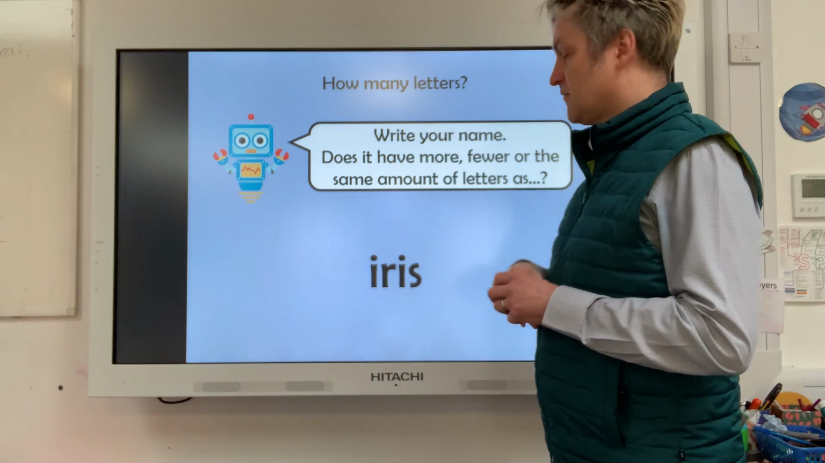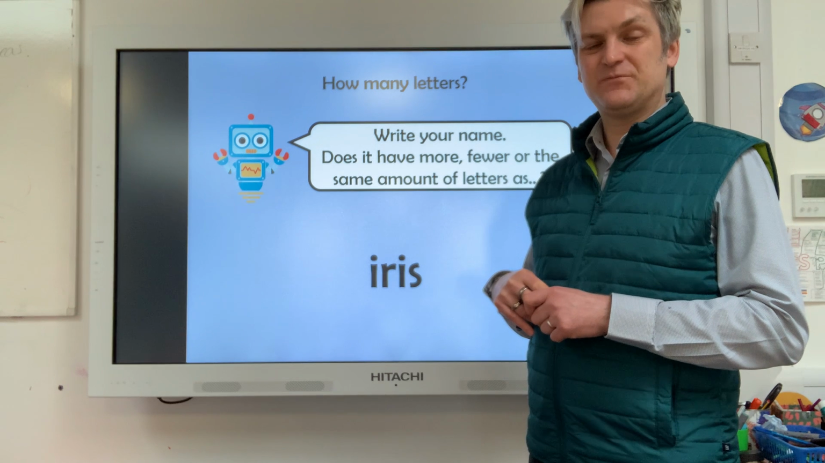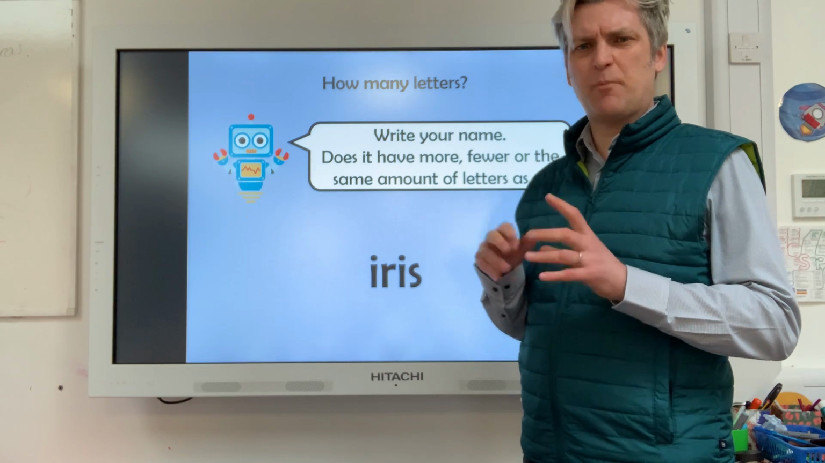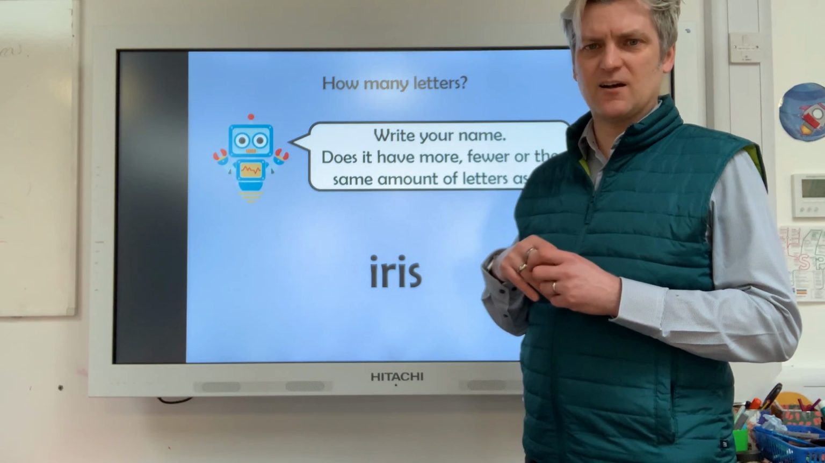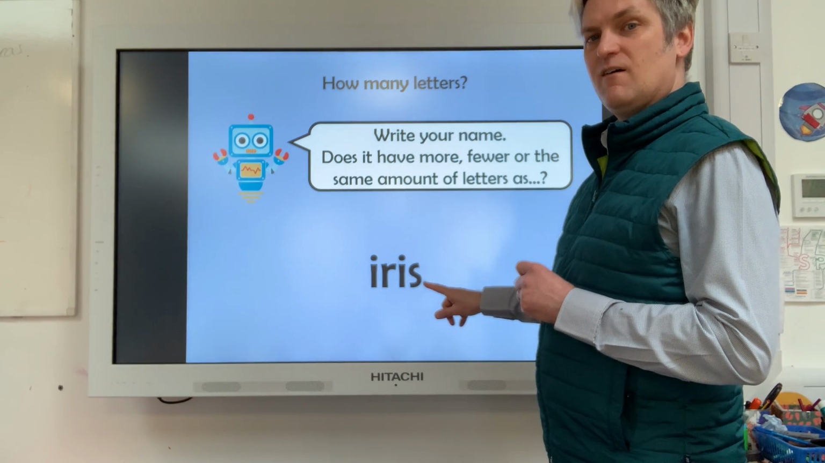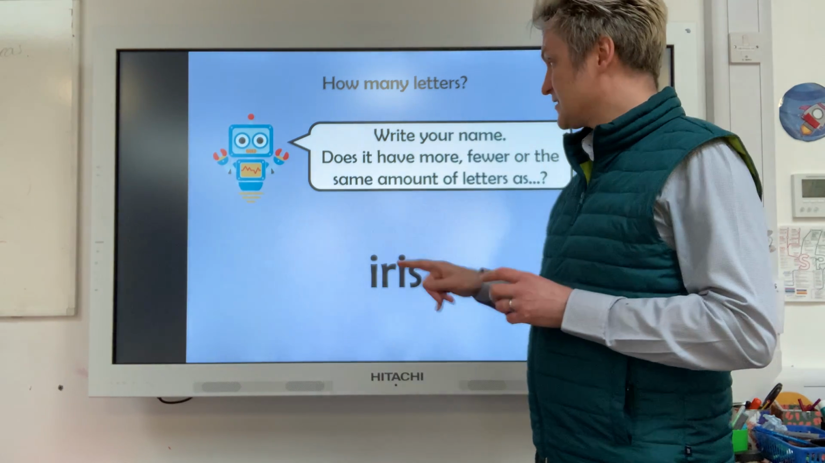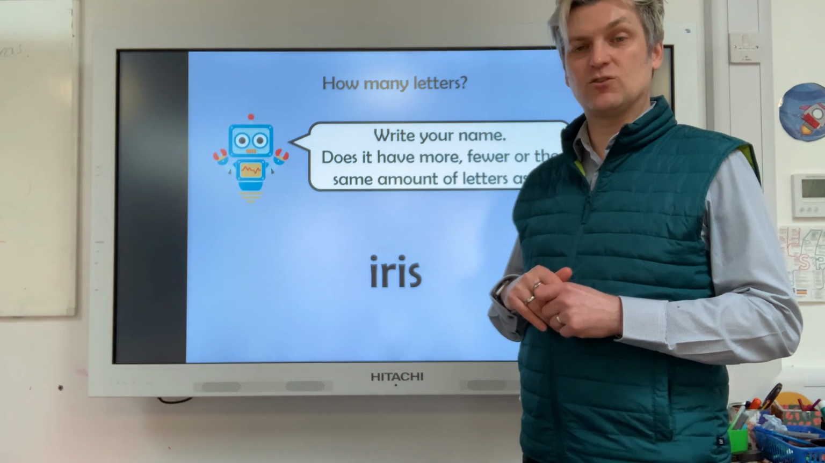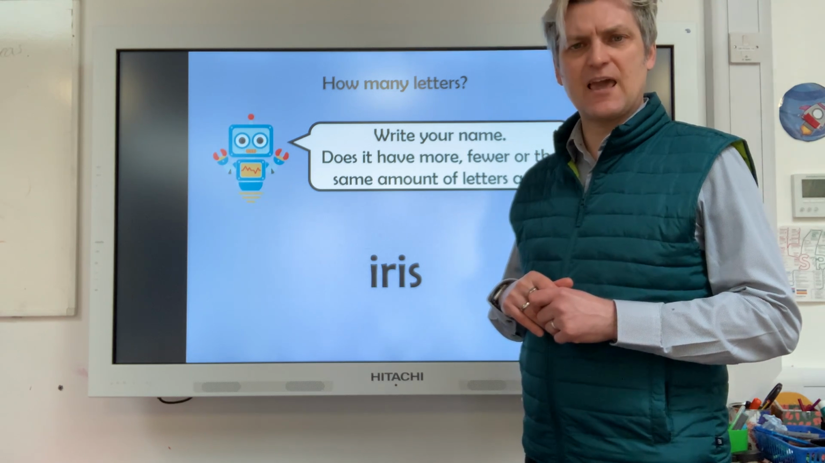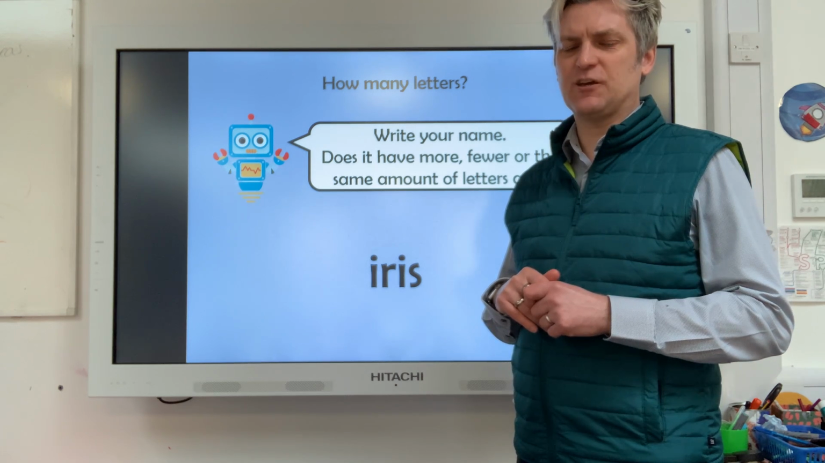Now, this time, here's another spring flower. This is an iris. An iris. Oh, they are beautiful. They're a lovely dark blue, purplish colour. Or the ones in my garden are. 1, 2, 3, 4. There are 4 letters this time. So 4 letters. Is that more than the letters in your name? Is it fewer than the letters in your name? Or is it the same? I'm not sure, but ask a grown-up to tell you.